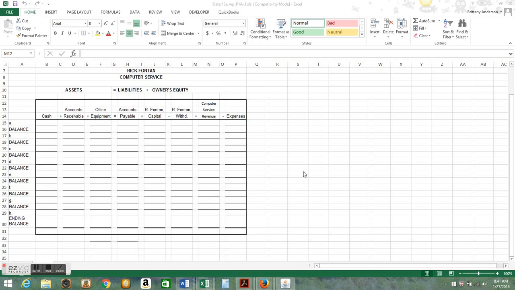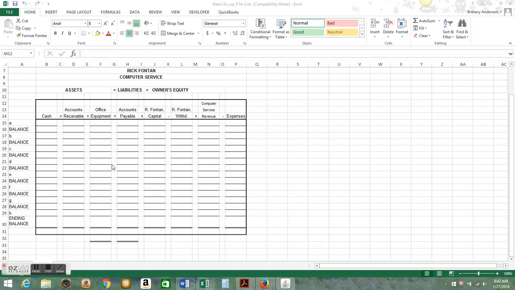So as you can see here, we have assets equals liabilities and owner's equity at the top. But then we start to break out what accounts fall under each category. So my cash, accounts receivable, and office equipment are for assets. My liabilities, accounts payable, and my owner's equity is my capital, withdrawal, revenue, and expenses. Because as we know now, these four accounts are an umbrella for owner's equity. They all affect owner's equity, so we're going to put them under owner's equity.